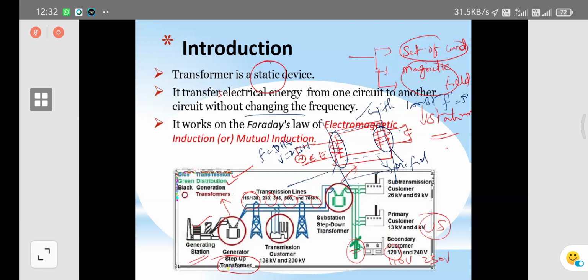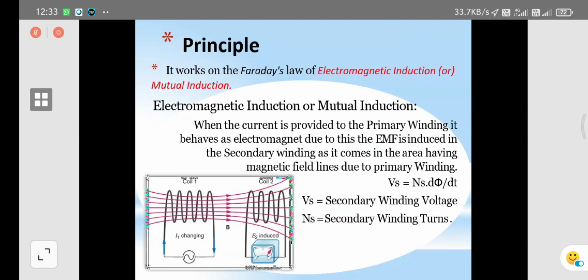Okay. Next, we are coming to the next point. It works on Faraday's laws of electromagnetic induction or mutual induction. Many times I have asked this in objective bits for sub engineers or assistant engineers. That is the introduction. Coming to the principle, it works on the principle of Faraday's laws of electromagnetic induction or mutual induction.